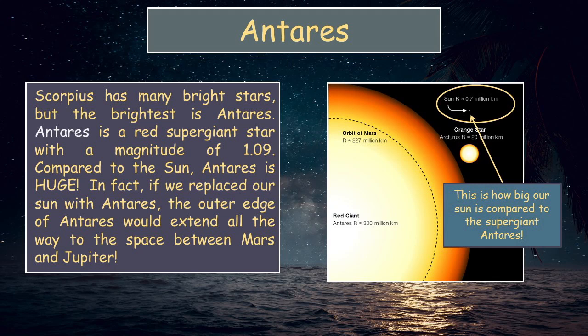Compared to the Sun, Antares is huge. In fact, if we replaced our Sun with Antares, the outer edge of Antares would extend all the way to the space between Mars and Jupiter. That's how big our Sun is compared to the supergiant Antares. The teeny tiny little speck.